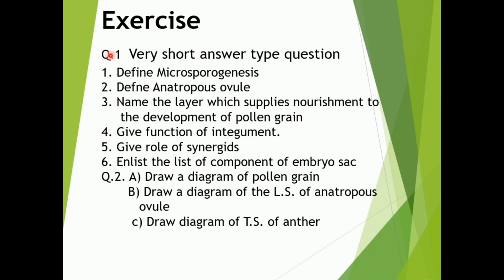About this topic, some exercises are given. In the first question, very short answer type questions, 6 questions are asked. You must read carefully and write down the answers. In the second question, you are asked to draw diagrams of pollen grains, a diagram of the LS of an anatropous ovule, and a diagram of the TS of an anther. And now we will see in the next lecture pollination, pollinating agents, various adaptations in pollination, as well as double fertilization.